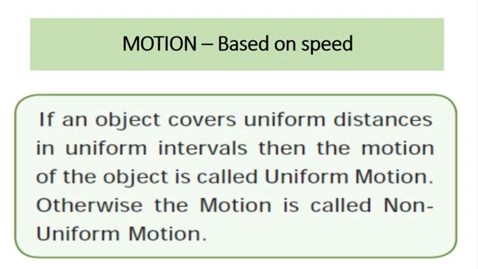Motion based on speed. If an object covers uniform distances in uniform intervals, then the motion of the object is called uniform motion. Otherwise, the motion is called non-uniform motion.